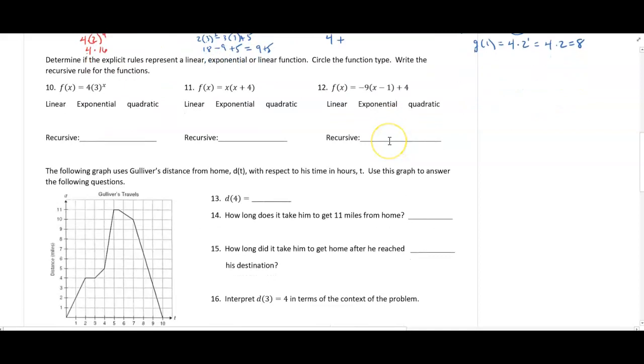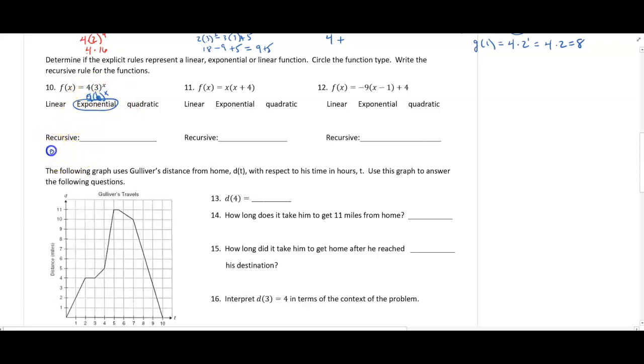All right. Now, the next one. What you have to remember here is we have an explicit, a recursive, and a linear, exponential, and quadratic function. So all of the functions given here are the explicit version. You need to determine if it is linear, exponential, or quadratic. So right away when I look at this one, this is in the form a times b to the x power, which you have to know is exponential.